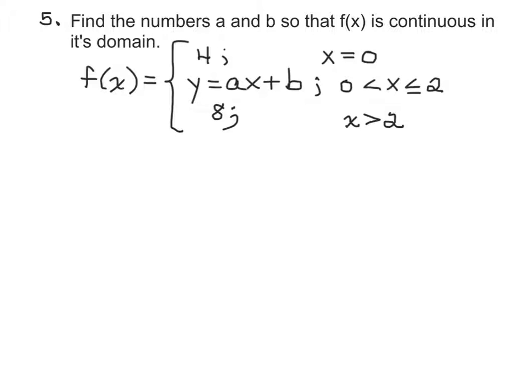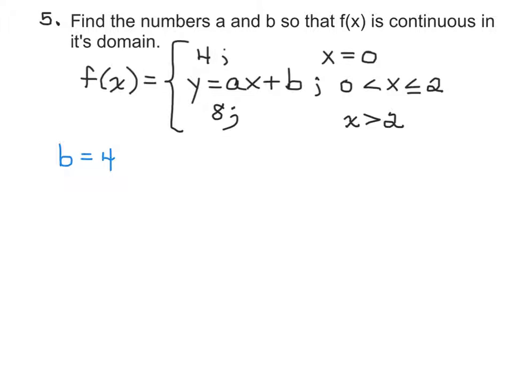In this problem, we're going to find the numbers a and b, which are constants, such that f is continuous in its domain. So I'm going to use the blue font here. Okay, so we know that at x equals 0, y is 4. Well, that's our y-intercept. So whenever x is 0, the value of y is our y-intercept. So b is our y-intercept. So we know right away that b is going to equal 4.